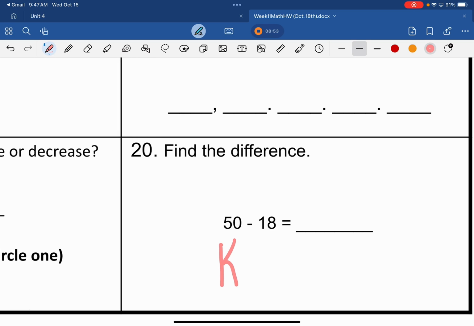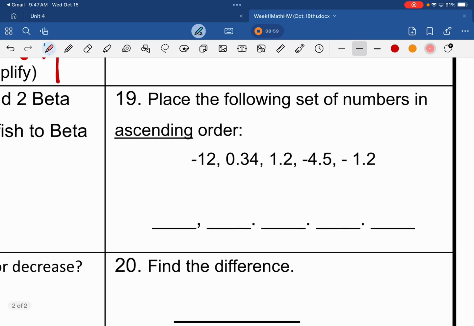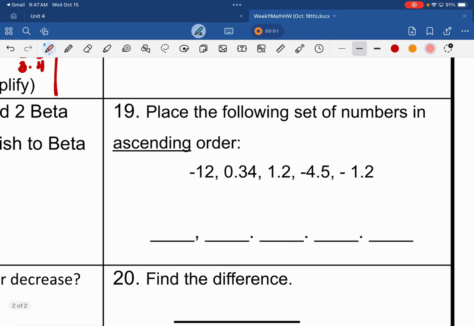Find the difference. Keep, change, opposite. That's all I'm going to do for that one. I'm gradual releasing here.